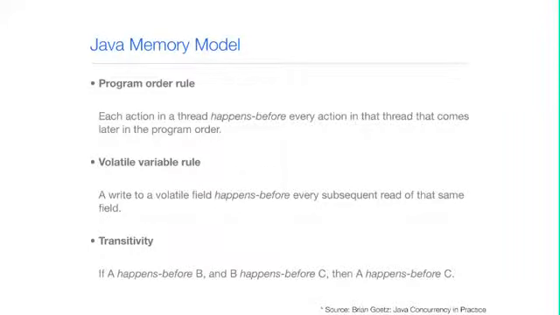The first one is called the program order rule, and that's a rule everybody who has ever programmed knows. I'm going to read it: each action in a thread happens before every action in that thread that comes later in the program order. It just means the program is executed in the order you write it. Line 1 is executed before line 2, if you only look at one single thread. So everybody knows that rule.